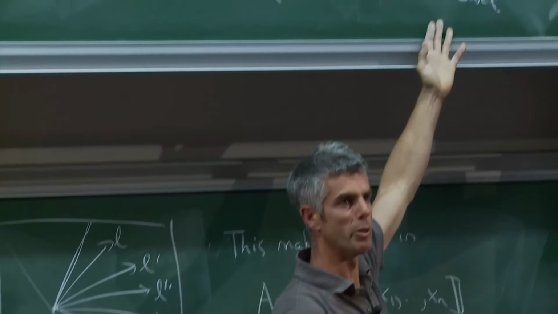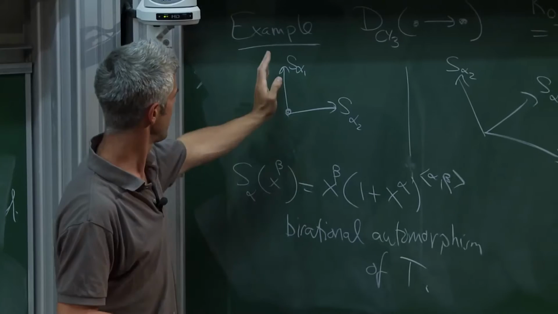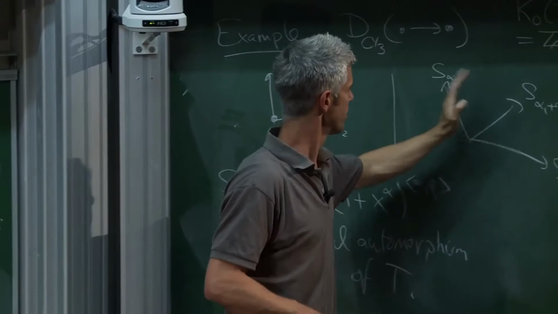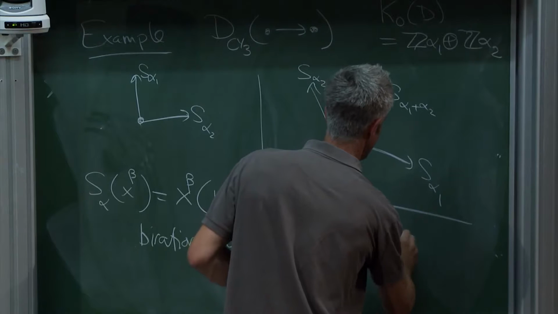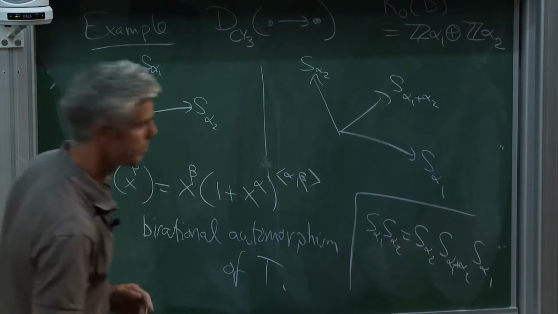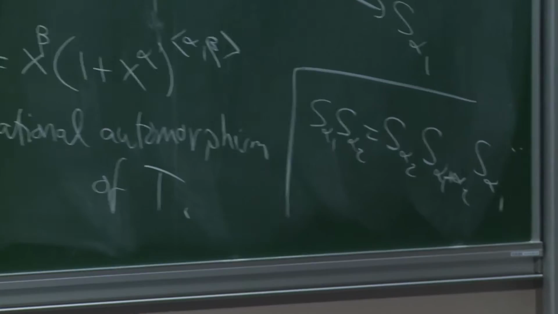So as I say, there are two parts of this complex manifold. In one part, there are just two stable objects up to shift. And in the other part, there are three stable objects up to shift. So you get these two different regions. And so this wall crossing formula becomes the identity S alpha 1, S alpha 2 equals S alpha 2, S alpha 1 plus alpha 2, S alpha 1, which is this pentagon identity, which comes up in cluster algebras. Okay, so it's related to the pentagon identity for the quantum dilogarithm. Okay, so that's just the simplest example.